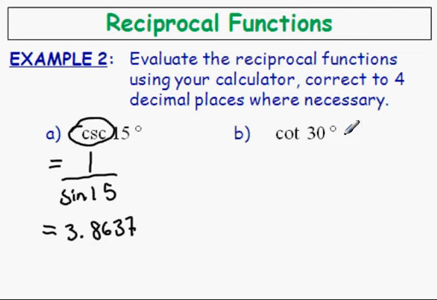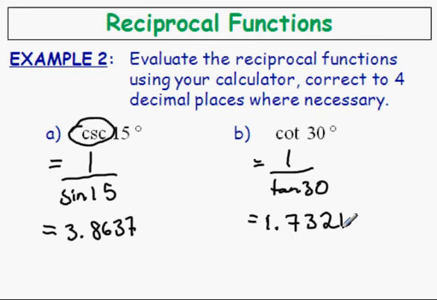Okay, the second one here is cotan of 30. So we know that's the same as 1 over tan 30 because it's the reciprocal of tan. And it asks us to use our calculator, so we're just going to punch this into our calculator, and we should end up with 1.7321. Okay, so whenever you're finding the reciprocal function, it's 1 over the original function.